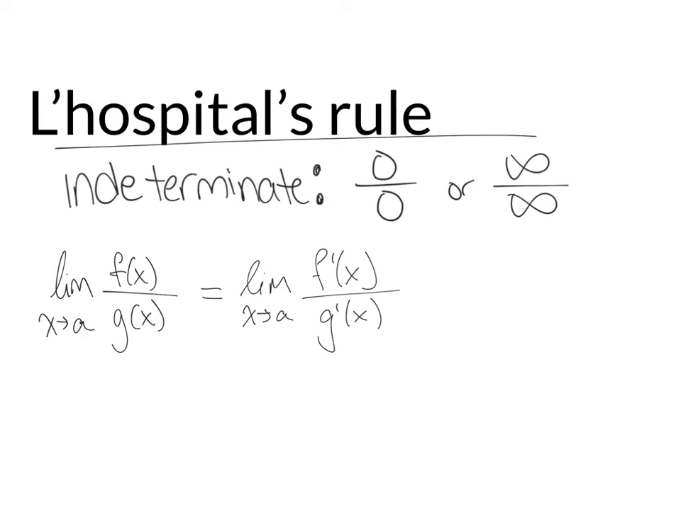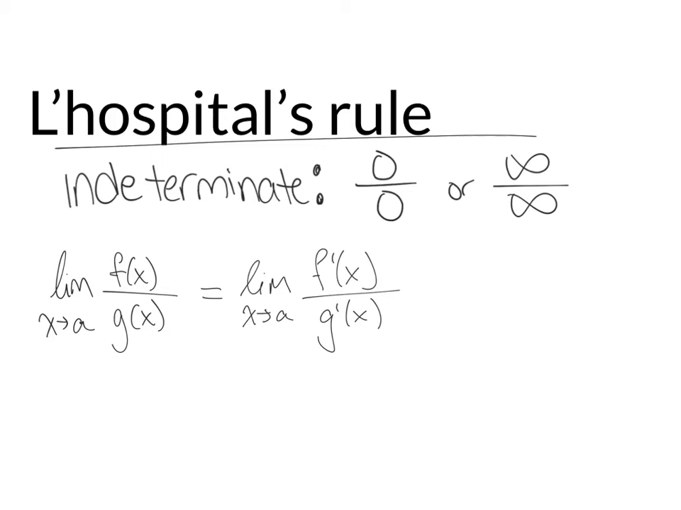Now notice, I'm not doing the quotient rule here. We're not doing the low-d high and high-d low. We are literally looking at the top of the fraction and taking the derivative, and then taking the bottom of the fraction, and taking the derivative. This then gives us something that hopefully is an evaluatable limit, so it's no longer indeterminate.